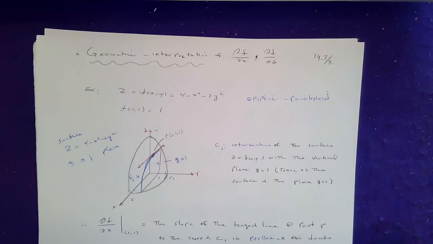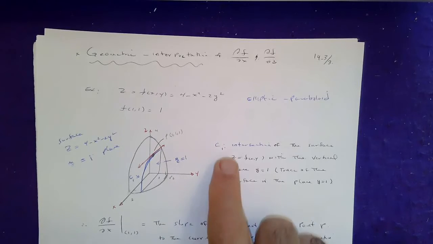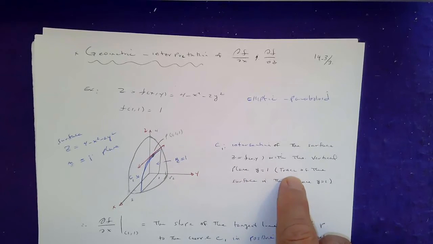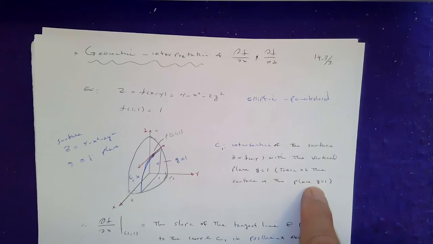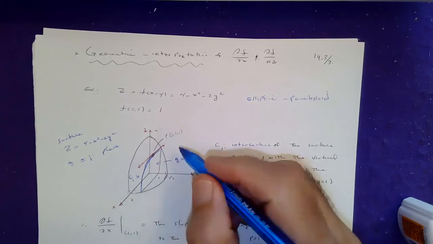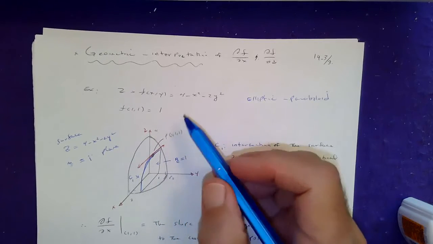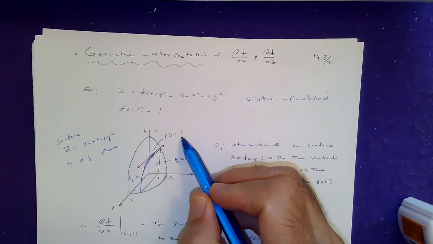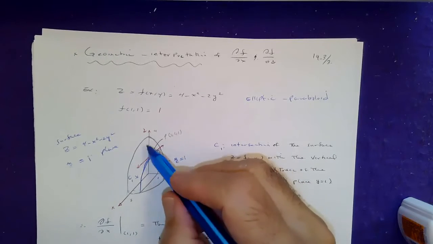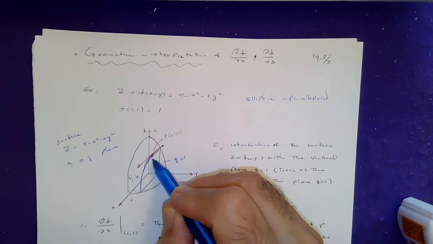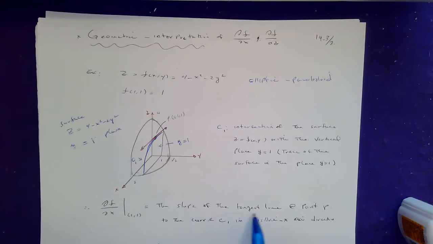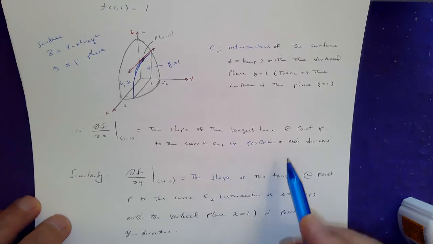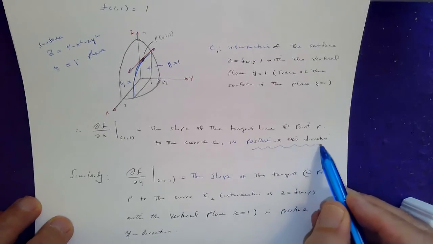Do you see it? So curve C, or C1 as I call it, is the intersection of the surface with the vertical plane y is equal to 1. Think of it as the trace of the surface in the plane y is equal to 1. At point 1, 1, if you stick 1, 1 in for x and y, z becomes 1 as well. When you draw the tangent line, this partial derivative gives you the slope of the tangent line at point P to the curve C1 in the positive x-axis direction.